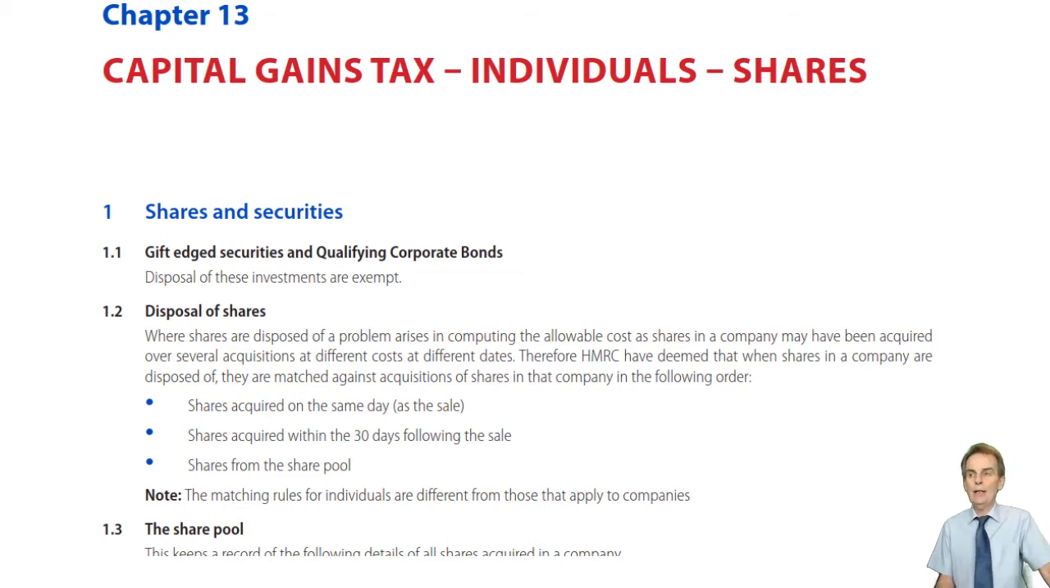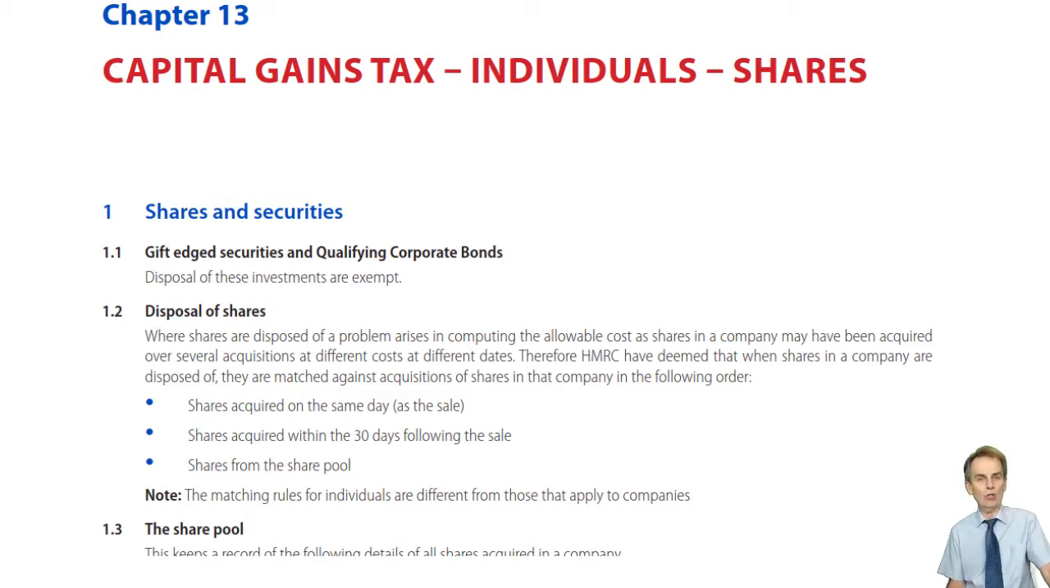Okay. In calculating those gains, we saw that one of the potential problems that would make that very basic calculation more interesting was determining the allowable cost. And so it is now in Chapter 13 that we see that problem to an extreme level. We're dealing, as you can see here, with shares and securities to be precise. And to begin with, we've got something that we saw at the very beginning of our studies of CGT.